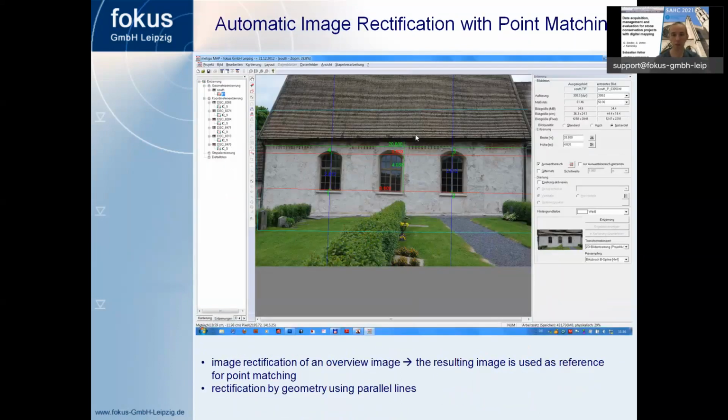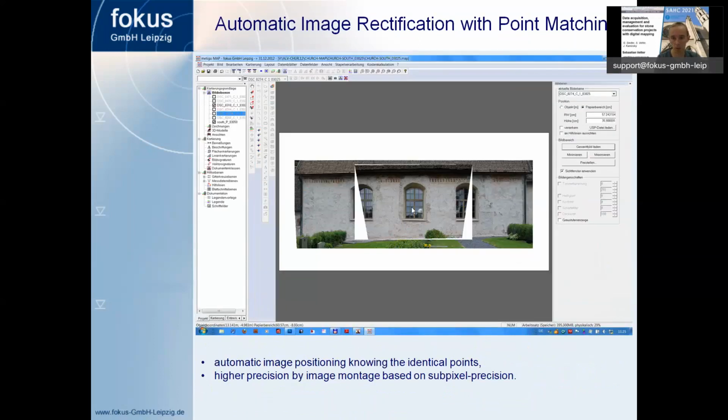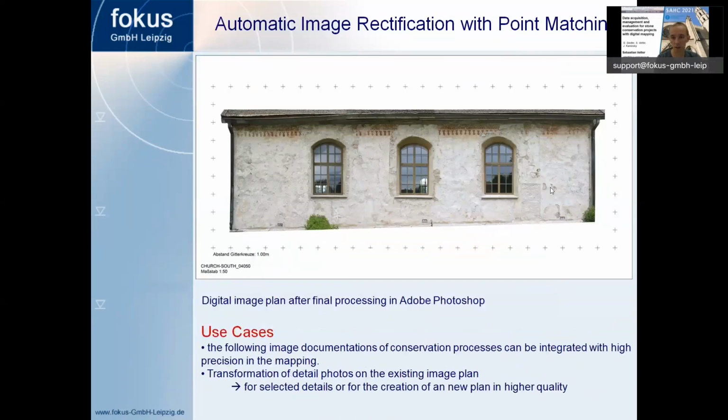This is an example that should be done by the conservator by themselves. That means he takes an overview image rectified by parallel lines. In the second step, he rectifies detail images with the help of point matching. You can see one rectified image, 5 rectified images, and here the final result after processing in Photoshop.